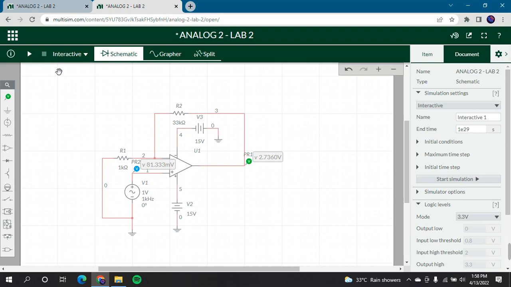So for the non-inverting amplifier, the closed loop gain will always be greater than, but never less than, 1. So if the RF here is 0, then the gain will be 1. If the Rin here is 0, the gain will be infinite. So that's all for me.